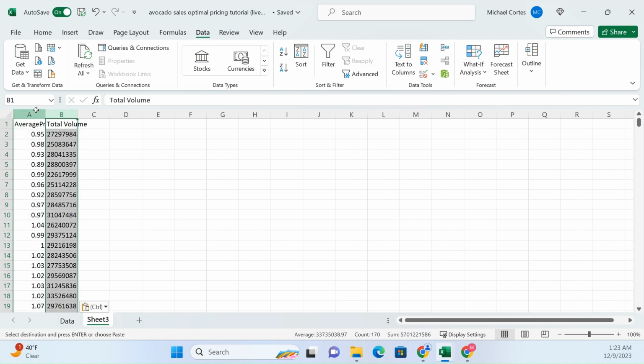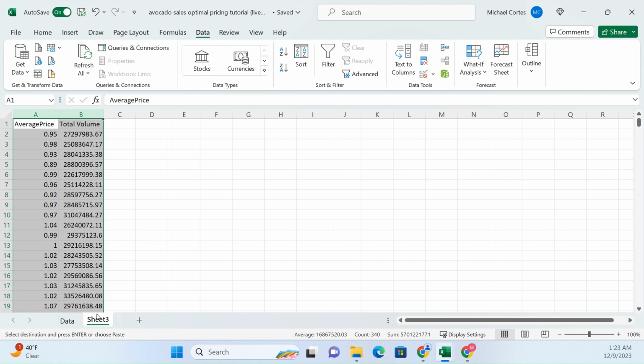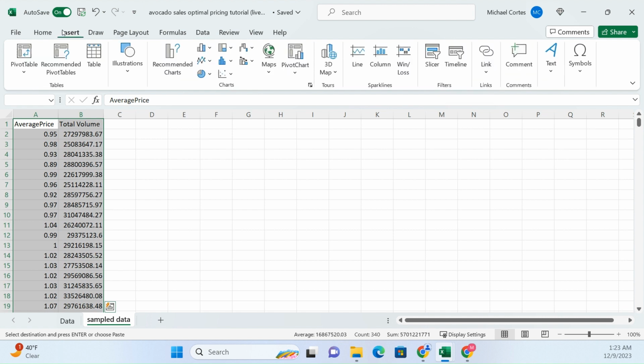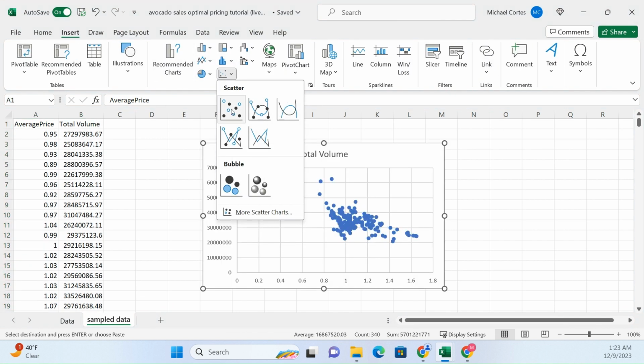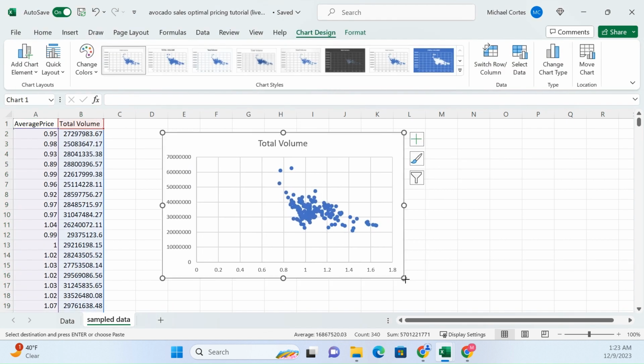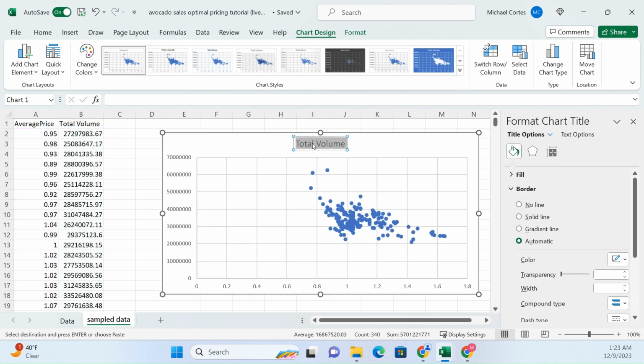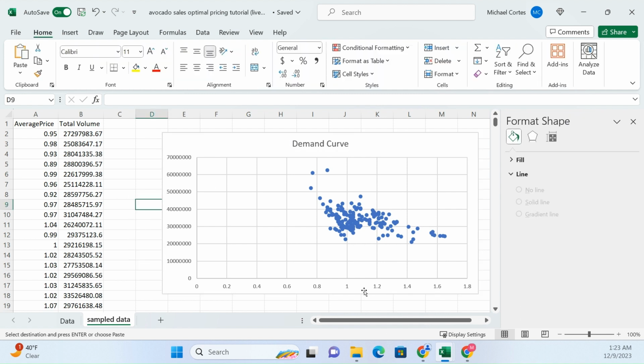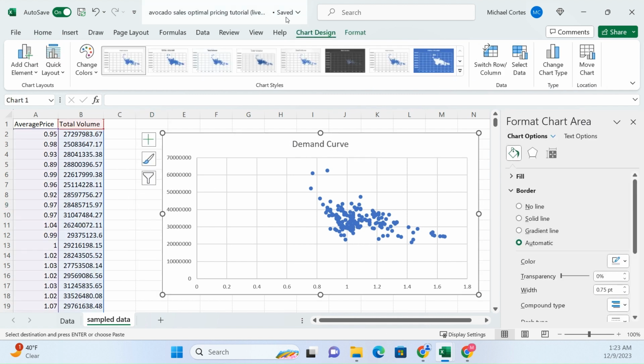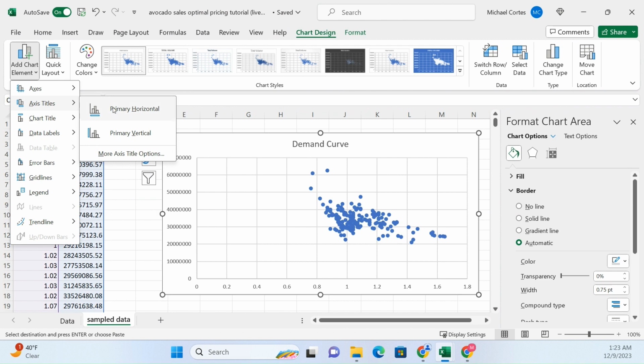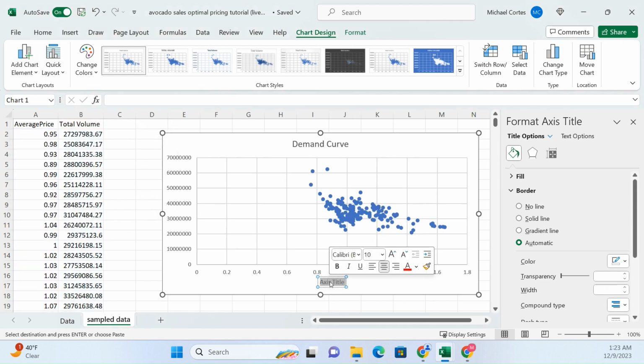And what I want to do from here is construct a little scatter plot to show what the demand curve looks like. So this is actually the demand curve, which shows us basically as the price, which is on the x-axis here. So if I do here, this is the price.